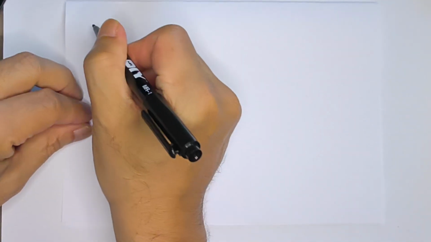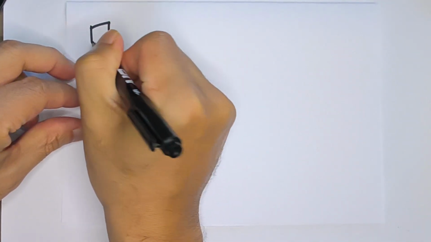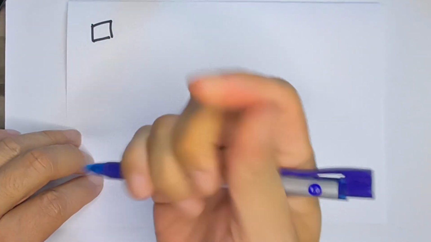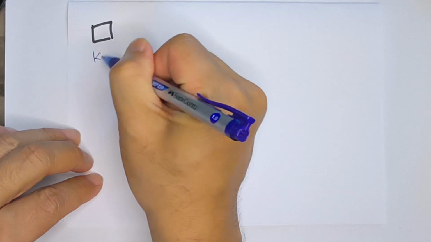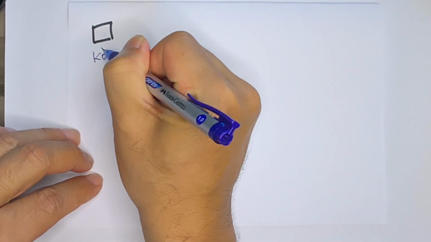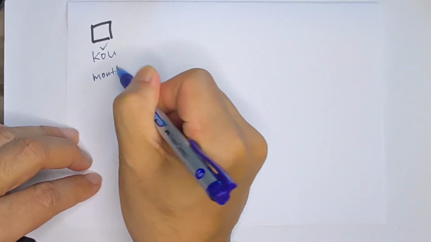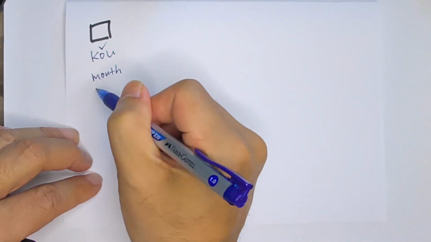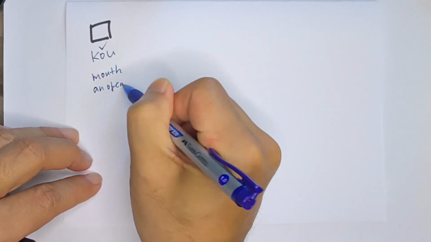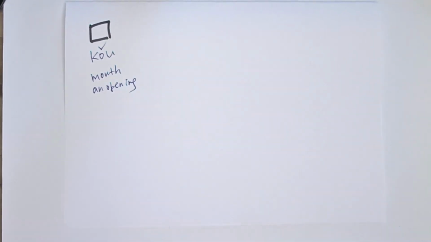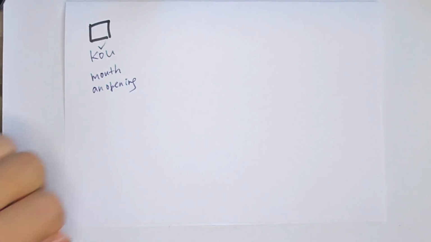And today we're going to learn this new word, a very simple one, okay? 口, K-O-U. Does it look like a mouth? Yes, it means mouth, or an opening. 口, the third sound.